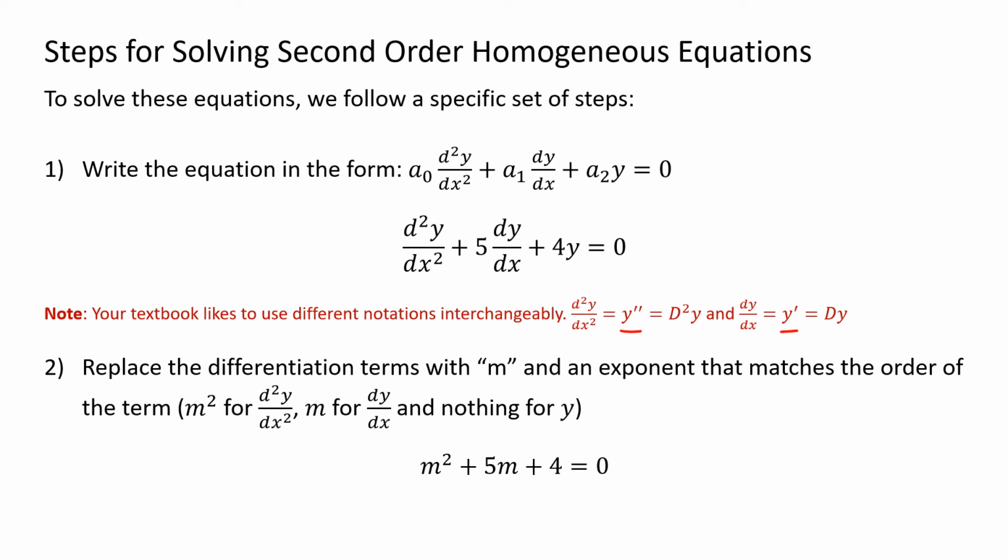The third method is they simplified it and wrote capital D squared y. That is the same as writing d squared y by dx squared. And for the first derivative, they just wrote Dy. Again, that's the same as dy by dx. So all of these notations are exactly the same. Keep that in mind. When you read the practice exercises, don't think that because they're written differently that the questions are any different.